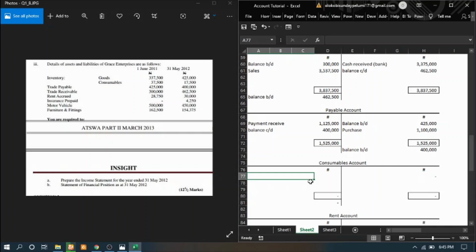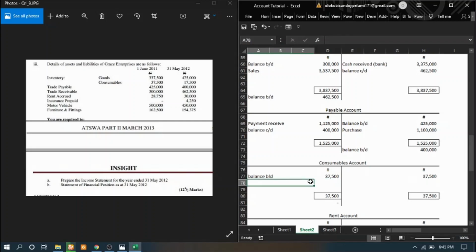So what we just need to do now is, what is the opening balance of the consumables asset? So we have balance brought down here. What is the opening balance? It's 37,500, as you can see on the screen yourself.